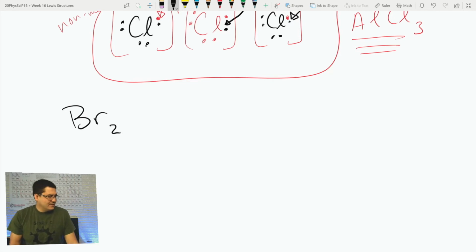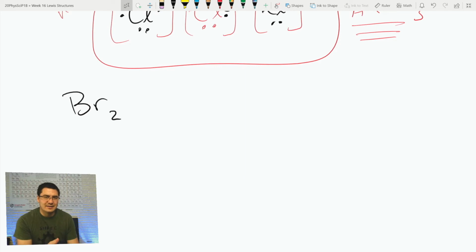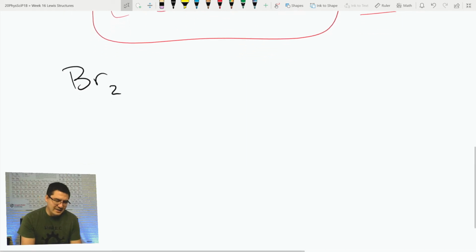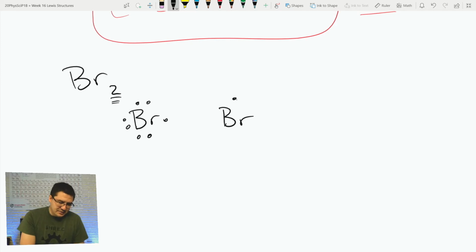And the way we do this, you can draw the separate atoms, and then I'm going to show you a trick to just add things up. But I'll start with just drawing it. 1, 2, 3, 4, 5, 6, 7. And since I have a 2 there, that just means I have 2 bromines. 1, 2, 3, 4, 5, 6, 7.